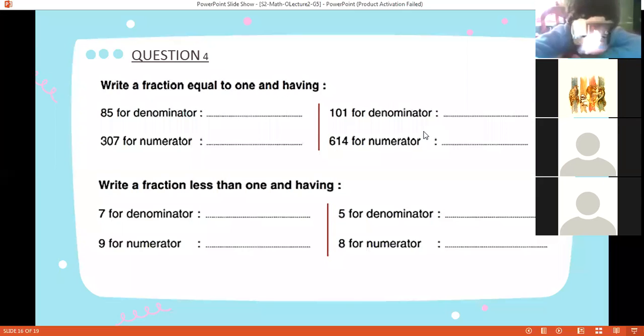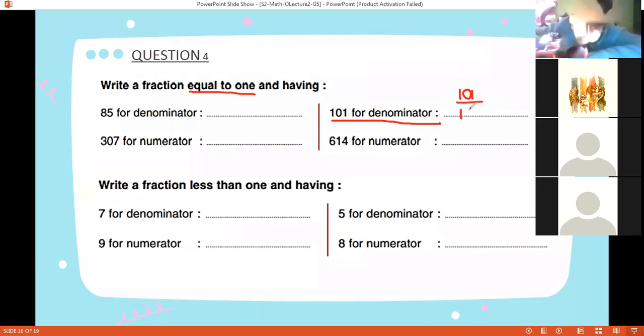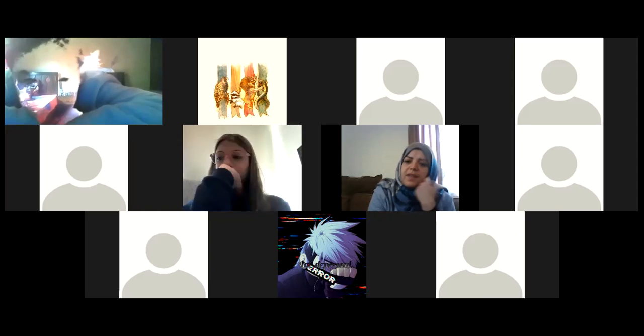So you have to do the third one, which is 101. Can you give me the fraction? This one, 101 for denominator, and the fraction should be equal to 1. So what do you think? 101 over 101. Yes, because to be equal to 1, the numerator and the denominator should have the same number. Okay? So guys, that was everything.